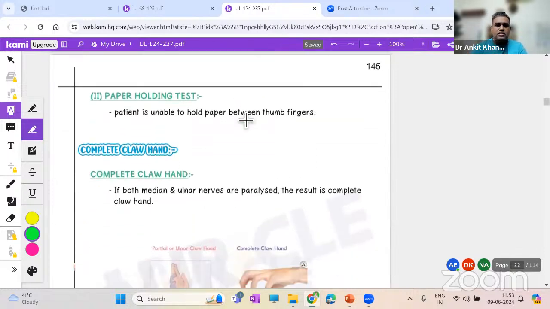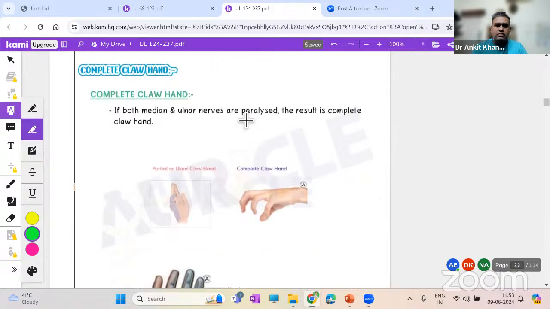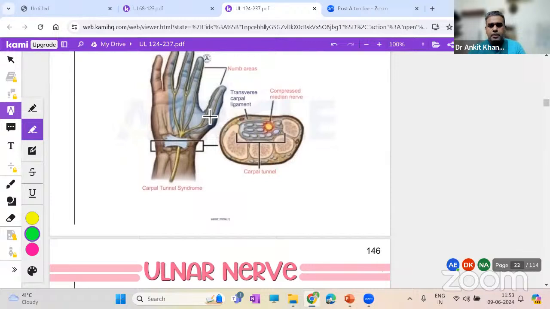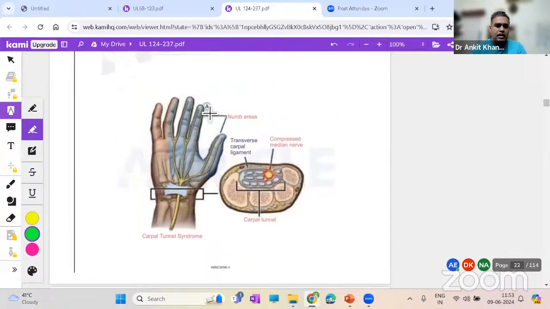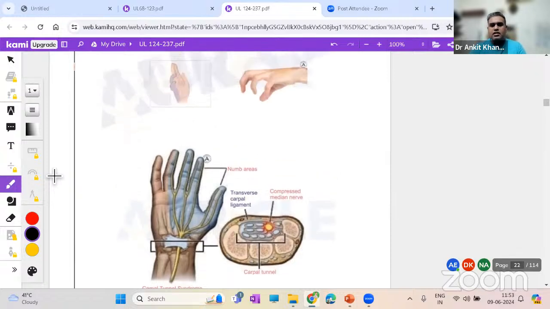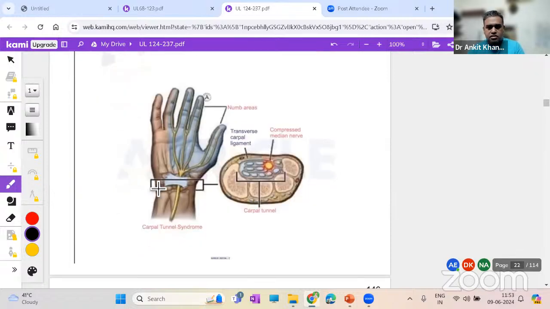Paper holding test, all these tests, just go through it, read a couple of times, and you will understand it beautifully, right? This is the carpal tunnel. And basically, what is actually happening is anatomically, let us see over here. You will take a TS over here, right?